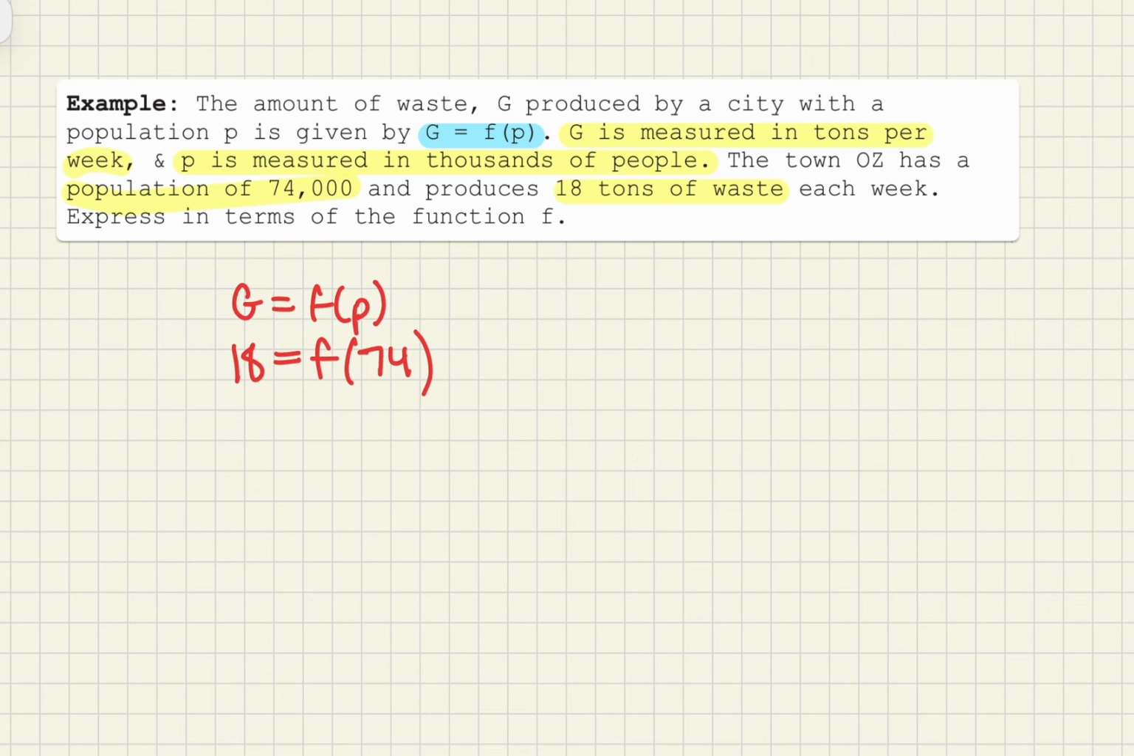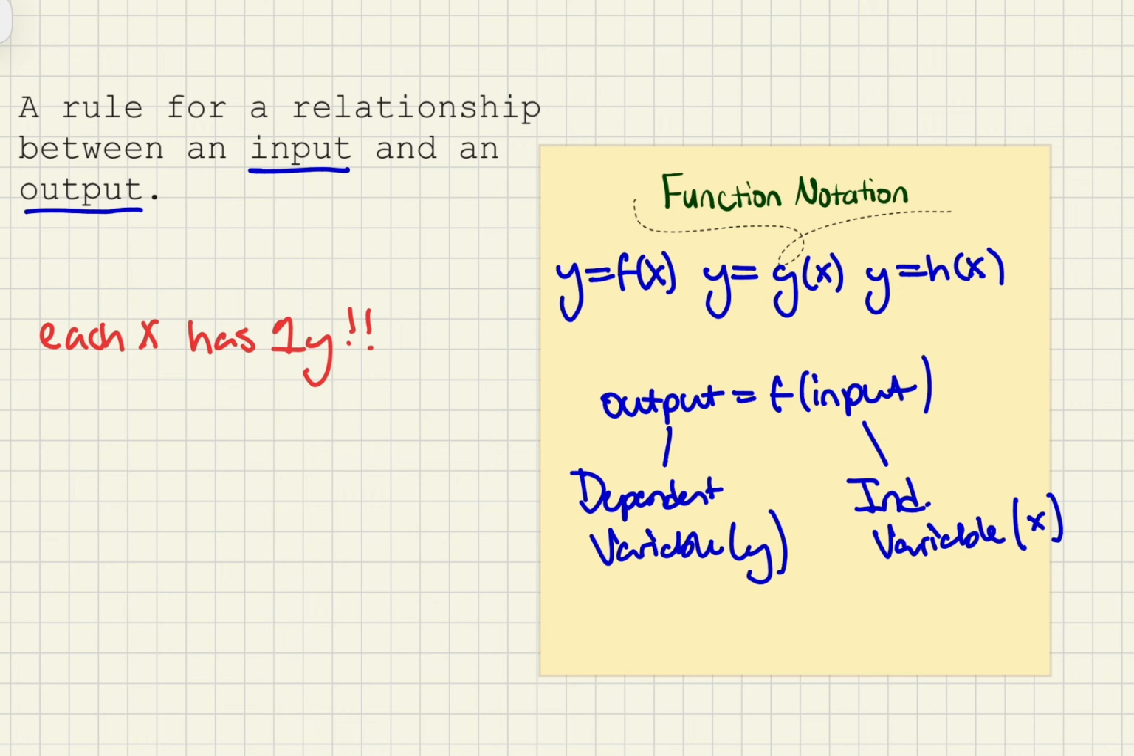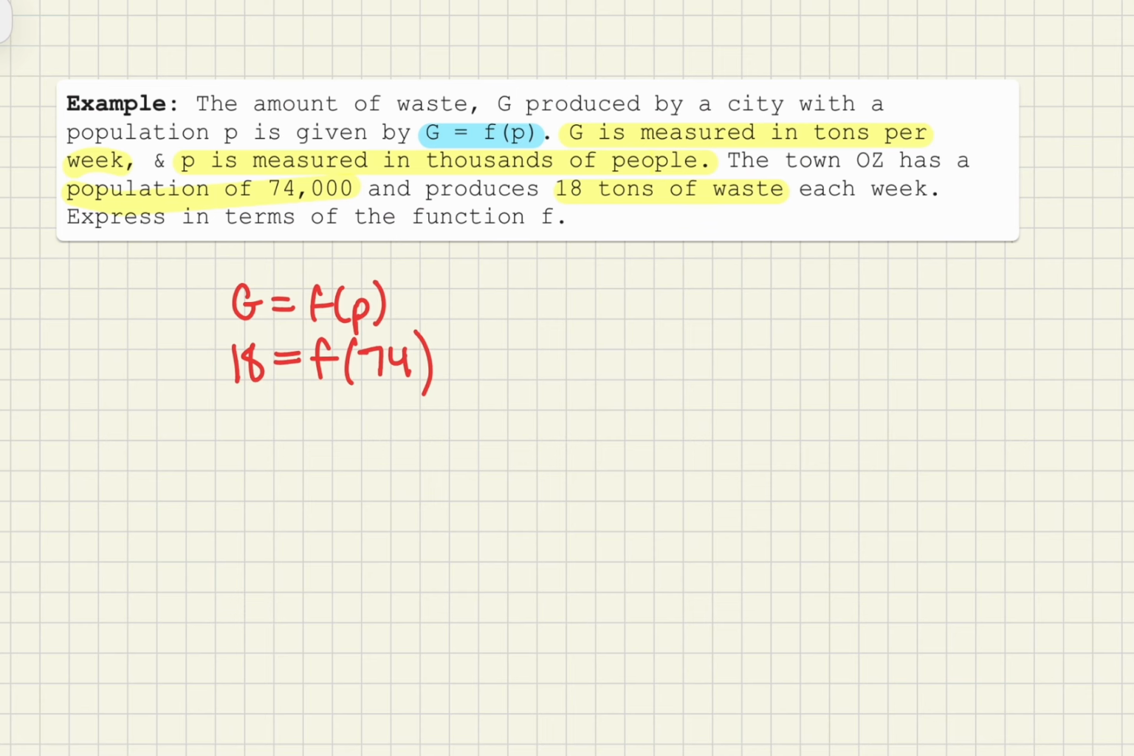Another way to look at this problem is by going back to the previous slide, remembering that y is our output. Well, G would be our output for this equation. And just looking through the problem and looking for any keywords that signify output, in this case, it would be "produces." So that's another way we can figure out to sub in 18 for G.